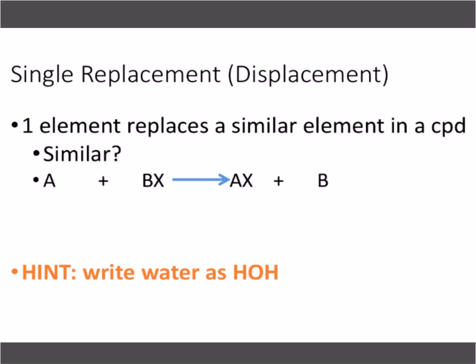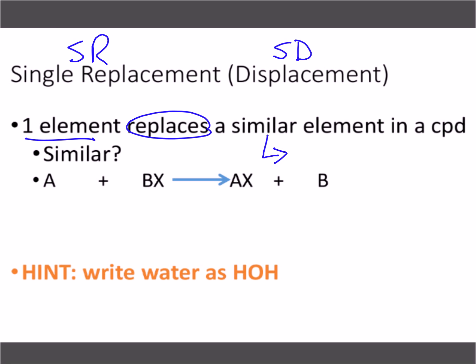The next type is called a single replacement reaction or displacement. You will hear both of those terms. They mean the same thing. Single replacement, we can abbreviate it as SR. Single displacement, SD. They mean the same thing, guys. You have one element, and it's replacing a similar element in a compound. What do you think I mean by similar?